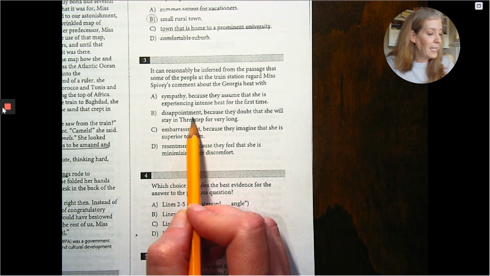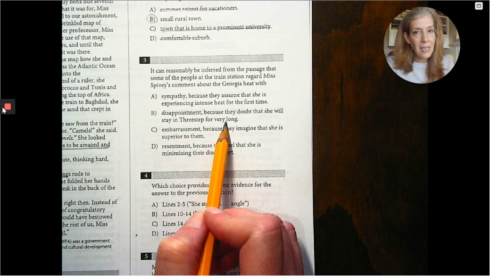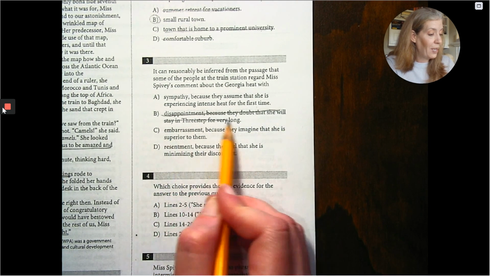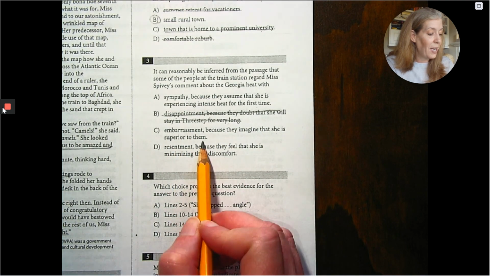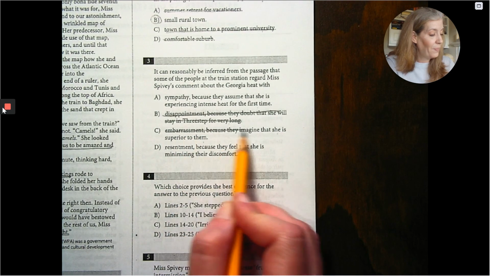Disappointment, because they doubt she'll stay in 3-Step very long. That one, there didn't seem to be a tone of disappointment in the passage, toward Miss Spivey, anyway. Embarrassment, because they imagine she is superior to them. I don't think any of the 3-Step Georgia residents felt that way at this time, so I'm going to get rid of that one.